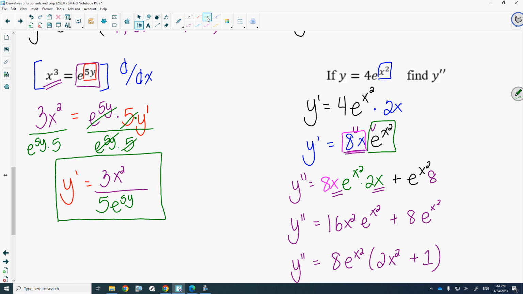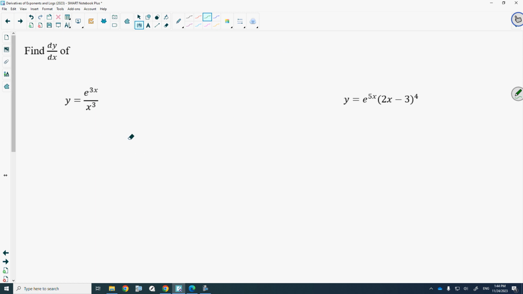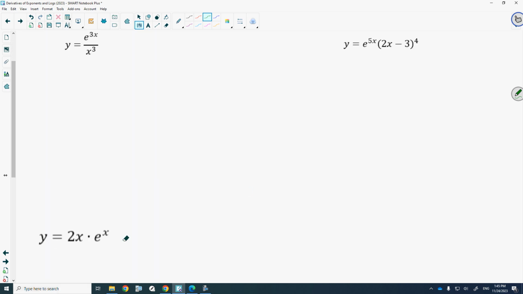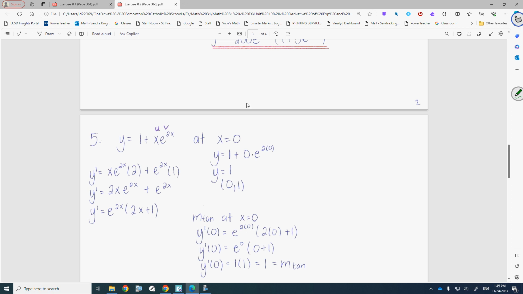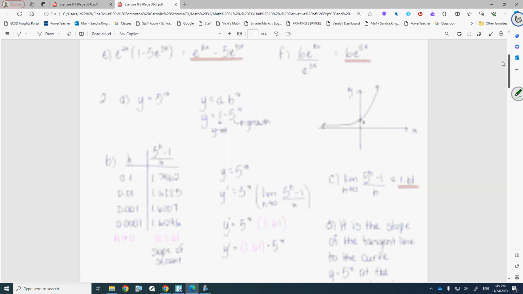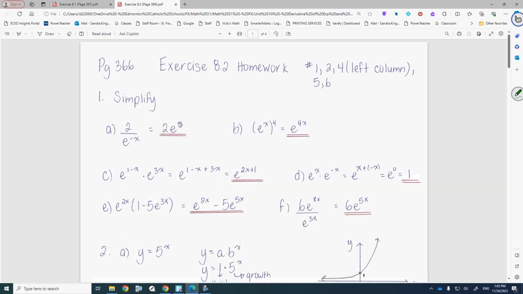What I recommend doing before you watch these examples being solved, which is going to involve quotient law, and this is going to be a product law with chain rule in here, is doing some of the homework questions. The homework question that I would recommend you take 10 minutes to do is on page 366, question number 1. Now, number 1, it's just a simplifying question, so it's basically exponent laws for Math 10C.